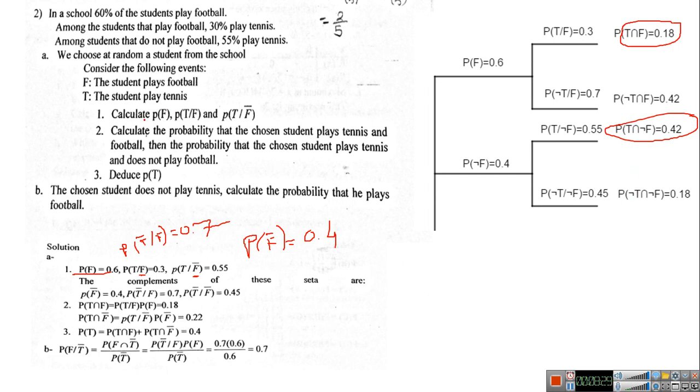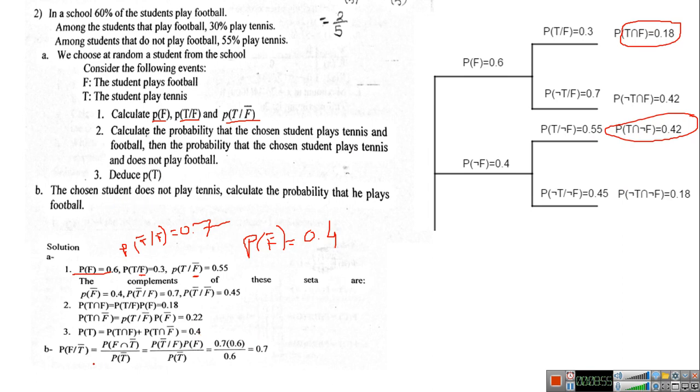Okay. First of all, calculate P of F, 0.6. P of T knowing F, we have it 0.3 given. P of T knowing F bar is 0.55. Calculate the probability that the chosen student plays tennis and football. Tennis and football is 0.18. Then the probability that the chosen student plays tennis but does not play football. Tennis, not football, this is 0.42. Deduce P of T, you make the sum of these two as you can see.